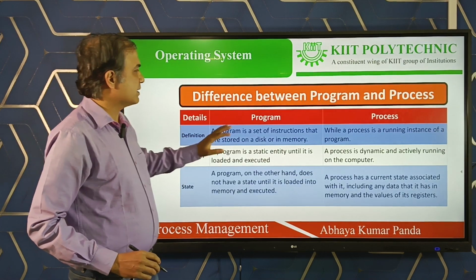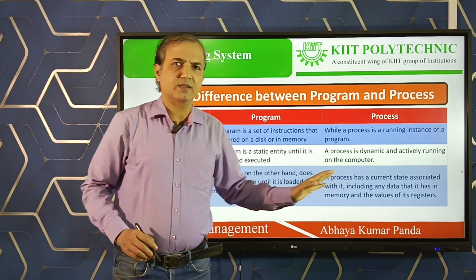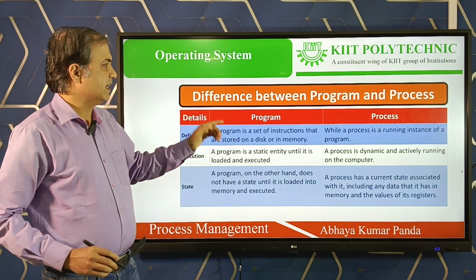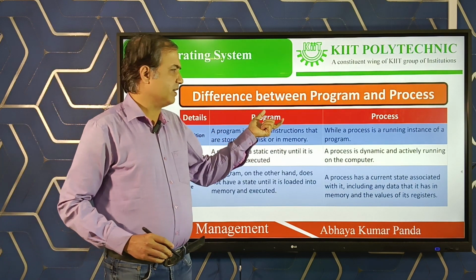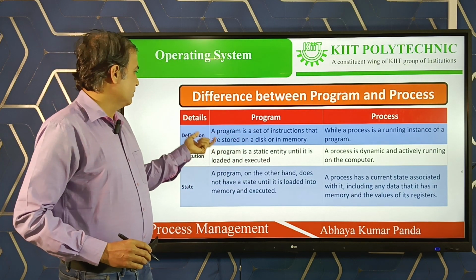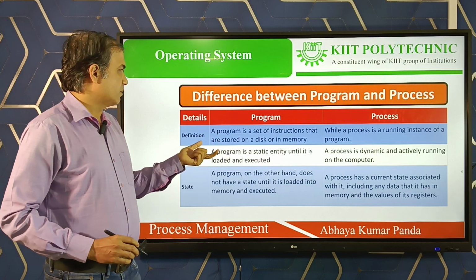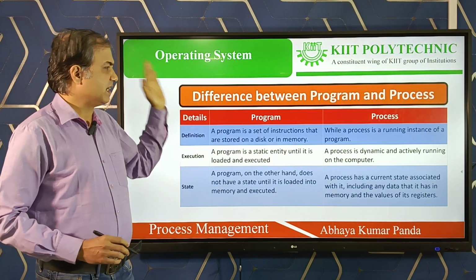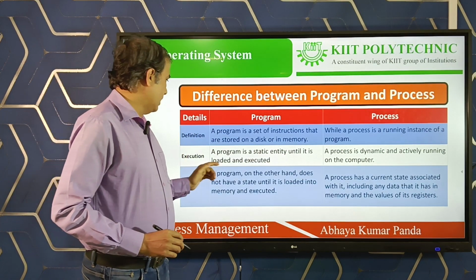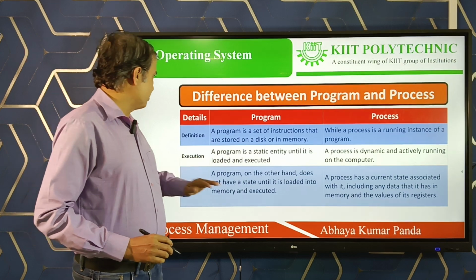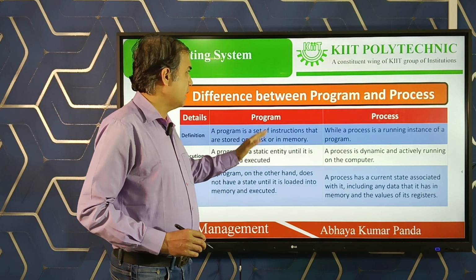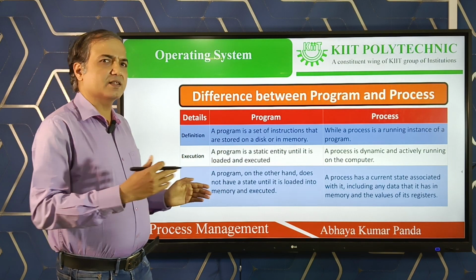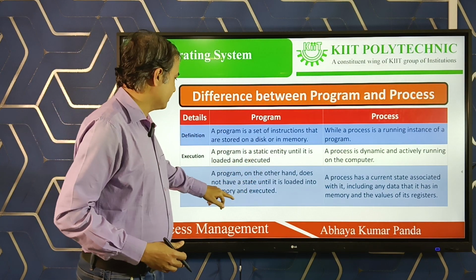Now, what is the difference between program and process? A program is nothing but a set of instructions, but a process is the running instance of a program. A program is a static entity; it is stored in the secondary memory, but a process is a dynamic entity. A program has no state, but a process passes through different states. We will discuss these states later.